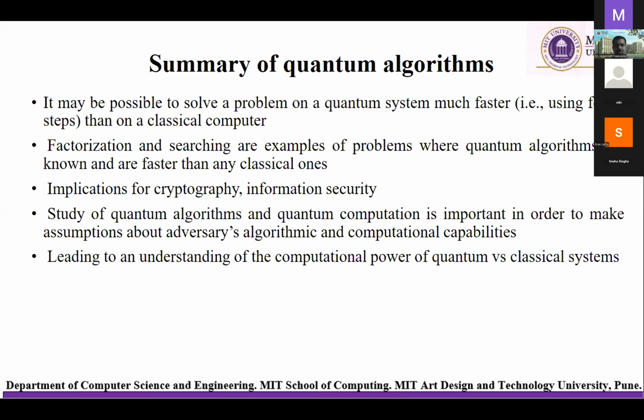Summary of this quantum algorithm: it may be possible to solve a problem on a quantum system much faster than a classical computer. Factorization and searching are examples of problems where quantum algorithms are known and are faster than any classical ones. The implications of this are for cryptography and information security. Study of quantum algorithms and quantum computation is important in order to make assumptions about the adversary's algorithms and computational capabilities, leading to an understanding of the computational power of quantum versus classical systems.